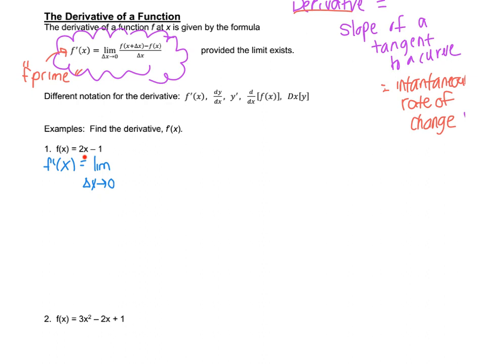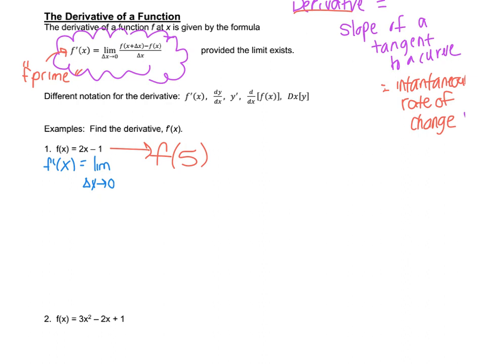So f of x plus delta x, all I'm doing is changing my x to x plus delta x. Like if I told you guys, don't write this down, I'm just going to jot it down. If I told you here's f of x, calculate f of 5, what would you do? You would plug 5 in, you'd multiply 2 times 5, then subtract 1.